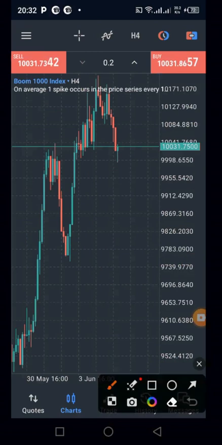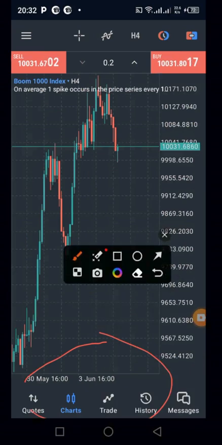Now, when you look down here, you are able to see chart, trade, history, message. If you deposit your money and you lose your money, this is on message. This is where you'll be receiving notification to say you have blown off your dollar or you have lost your money. If there's also another update, it will be coming on the message there.